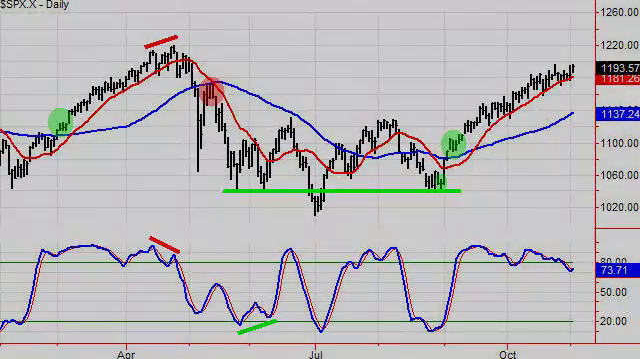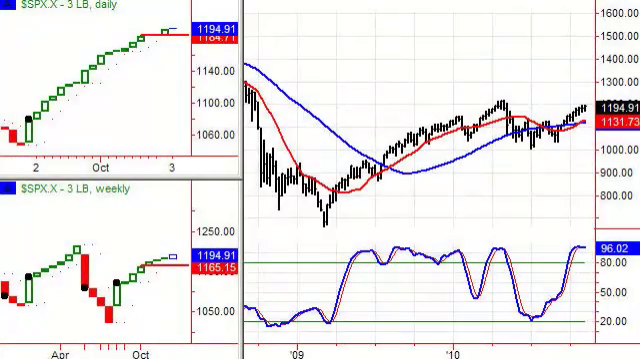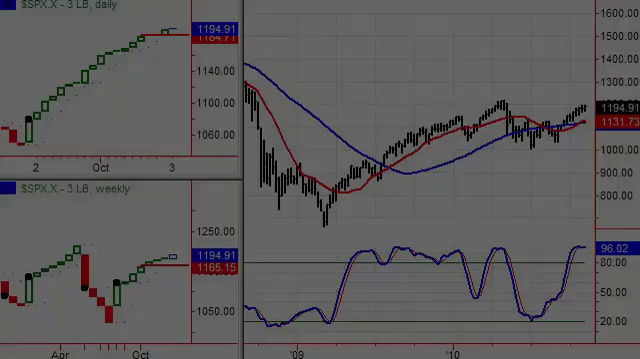Today I'm going to share with you some of the tools and techniques that we use to monitor the market and gauge market opportunity. So let's get started.